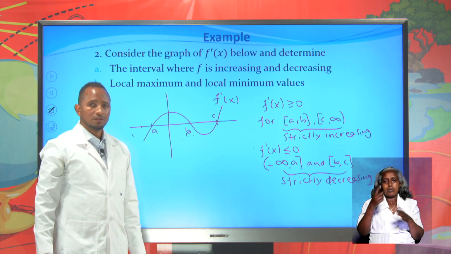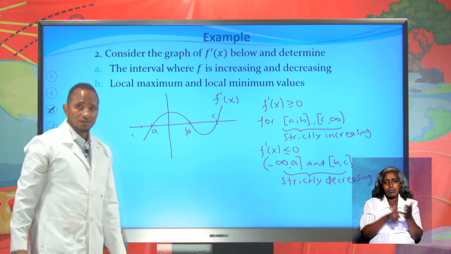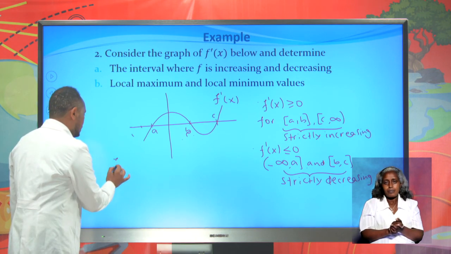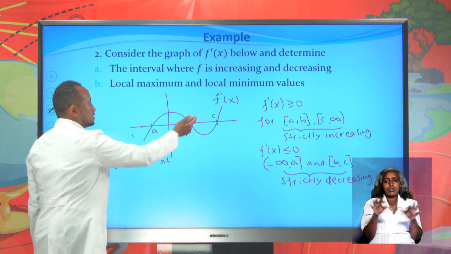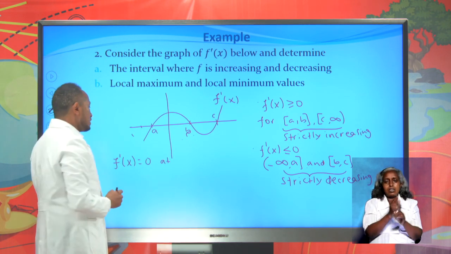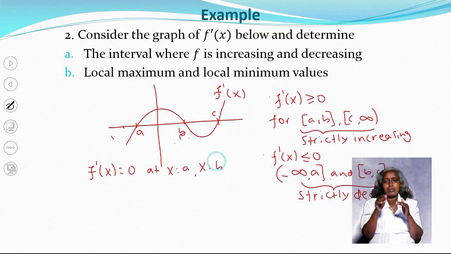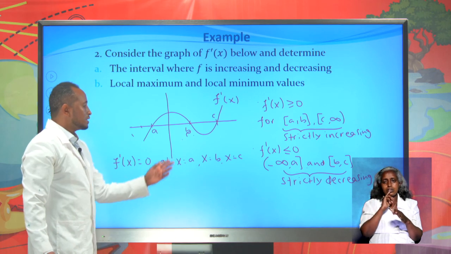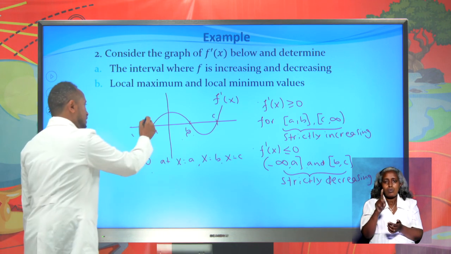In addition to this, we are asked to find the local maximum and the local minimum values. To find that, we need to see the critical numbers. The critical number is a point where the derivative is 0. From the graph, the derivative of this function is 0 at this point, at A, at B and at C. So at x equals A, at x equals B, and at x equals C, f derivative of x is 0. These are the critical numbers.